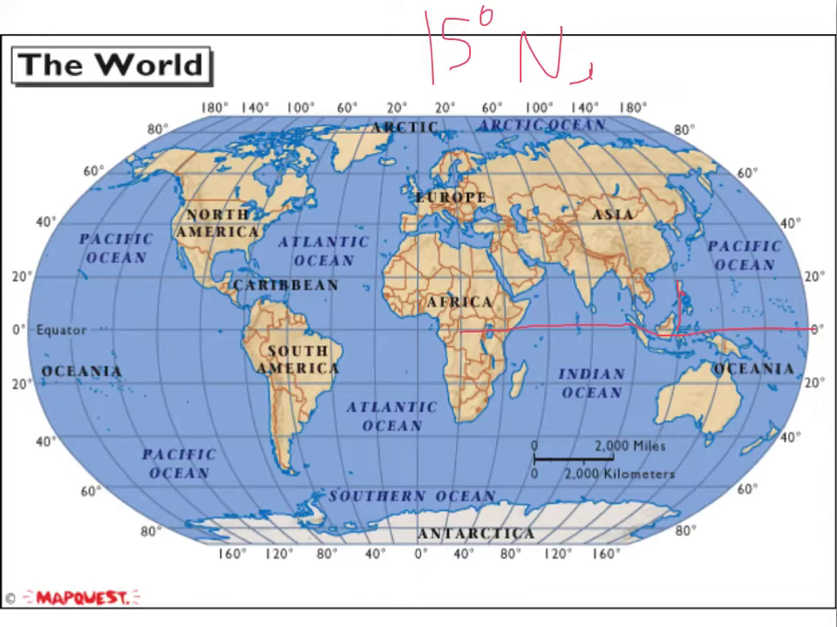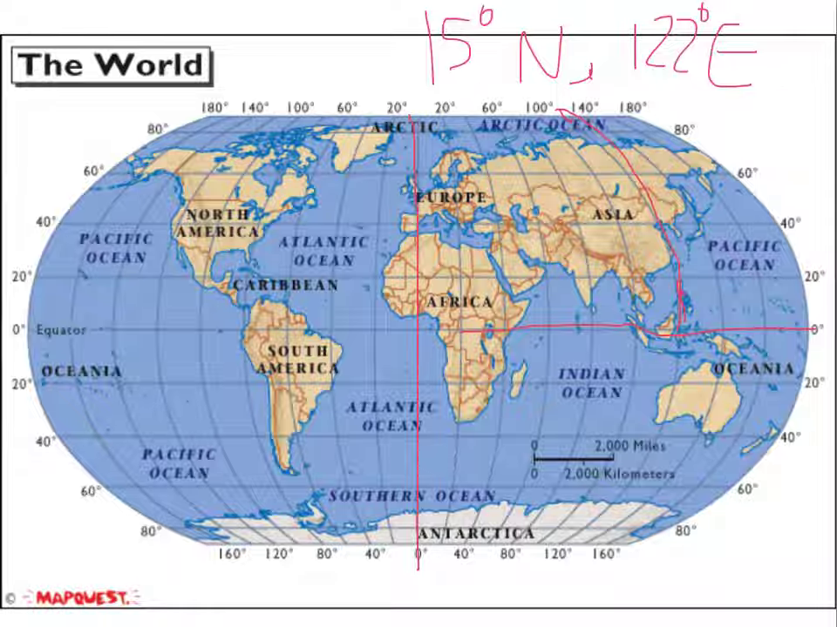Next, finding longitude. Here is the prime meridian. It is clearly to the right, so it is in the east, and it is very close to this line. Which line is this? Looks like the 120 degree line. It's really only a couple degrees to the east of 120, so we'll call it 122 degrees east. So Manila, Philippines is at 15 degrees north, 122 degrees east.